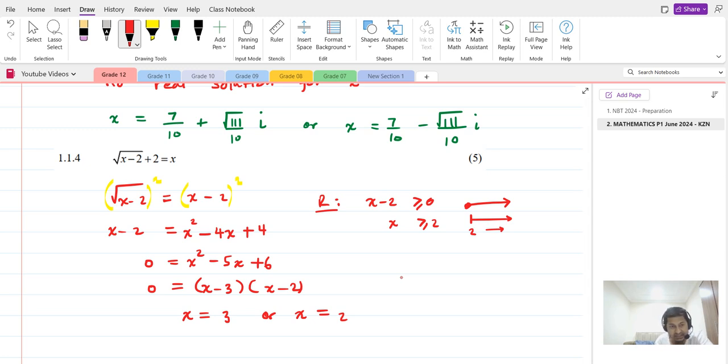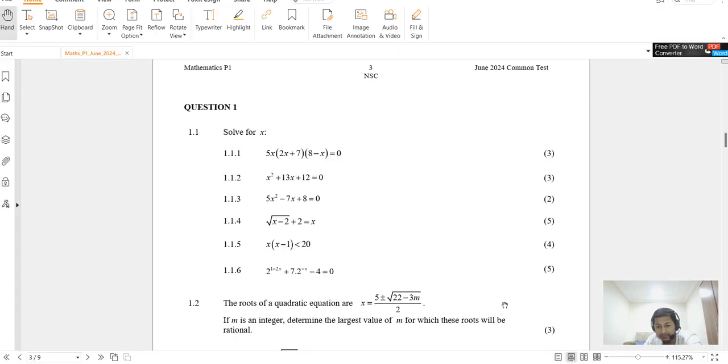So let's put 3 inside here. We got 3 minus 2, which is 1. Root 1 works. Root 1 plus 2 is 3. 3 is equal to 3. That works. If I substitute 2 inside here, yes, both the answers work, so we reject none. Both the answers work. And remember, the answer that you choose must be greater than or equal to 2. So both these answers work here. So moving on to the next question.